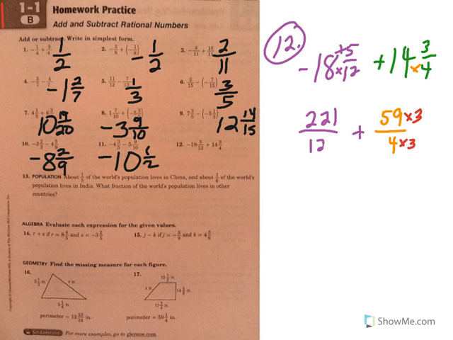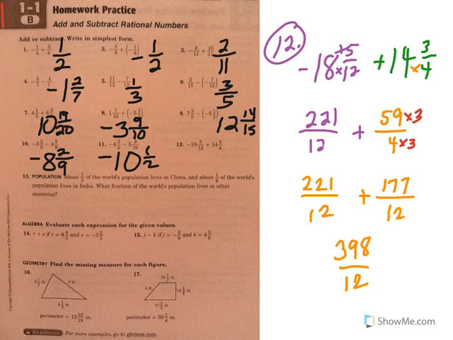59 times 3 is 177 over 12. Adding 221 over 12. And everything is in 12ths. And 177 plus 221 is 398. Now clearly this is improper, because the numerator is much, much bigger than the denominator. So we have more than one whole. Much more than one whole.